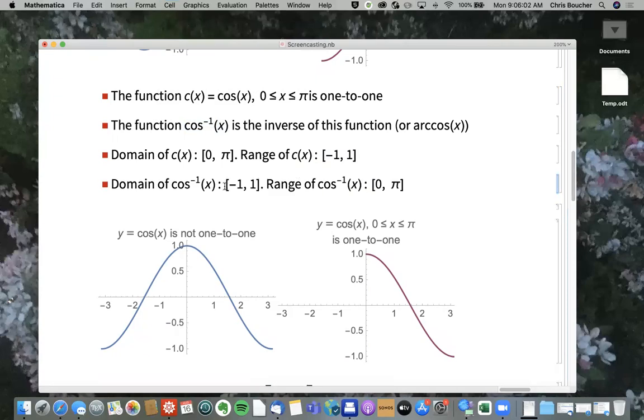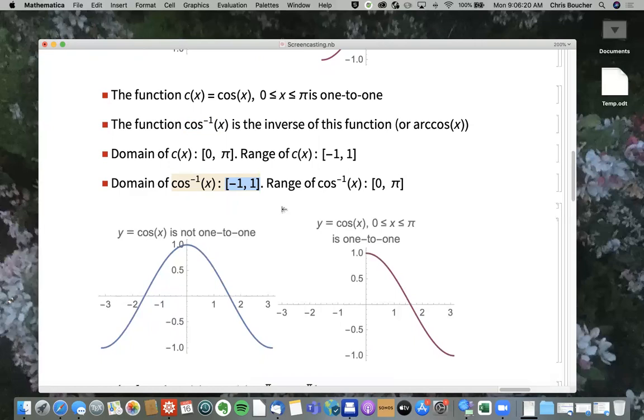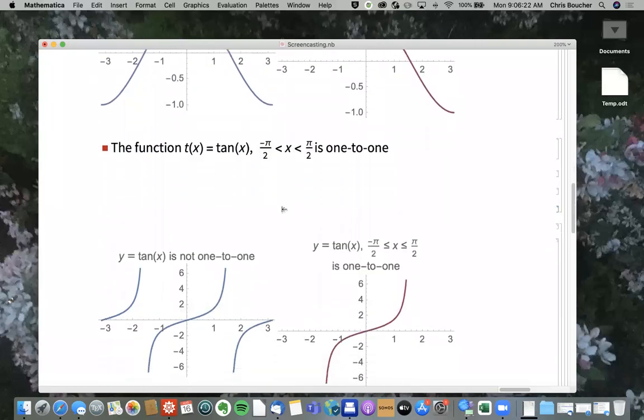So this is important for a couple of reasons, one of which is this means we cannot take the cosine inverse of anything that's outside of that interval, -1 to 1, right? So the cosine inverse of 42 doesn't make any sense because the domain of the function is just from -1 to +1. Okay, finally, the tangent function.